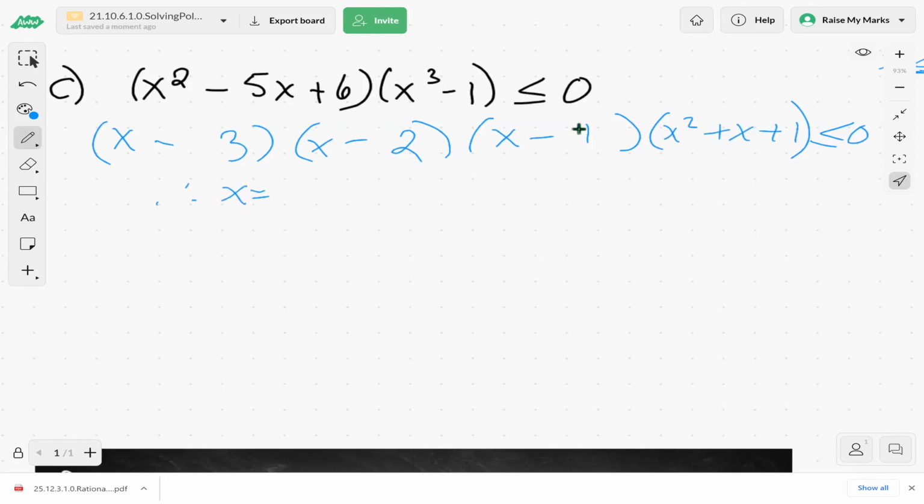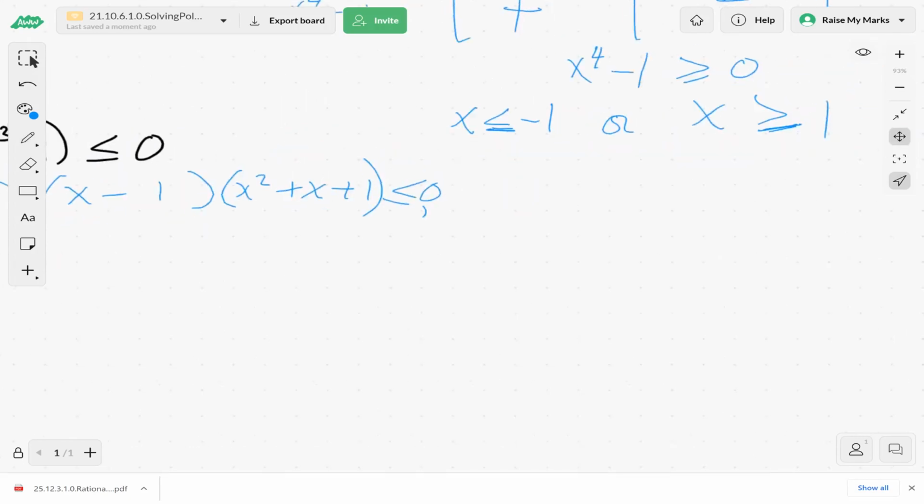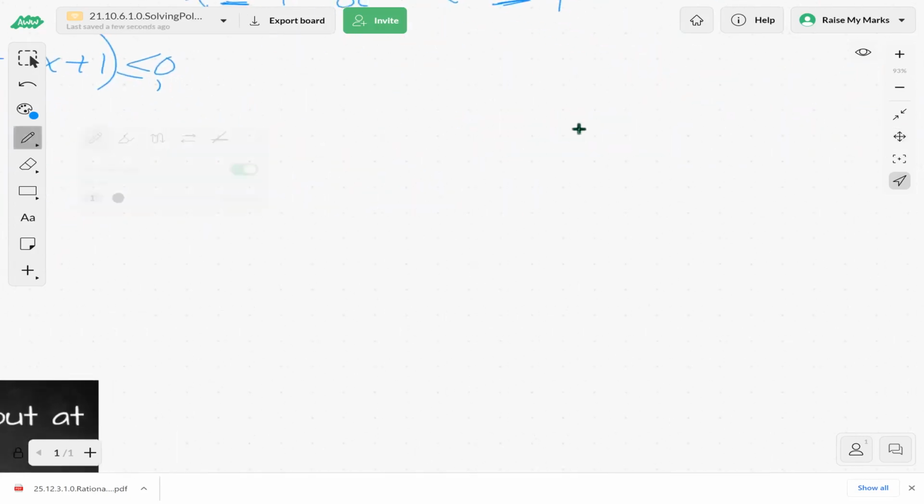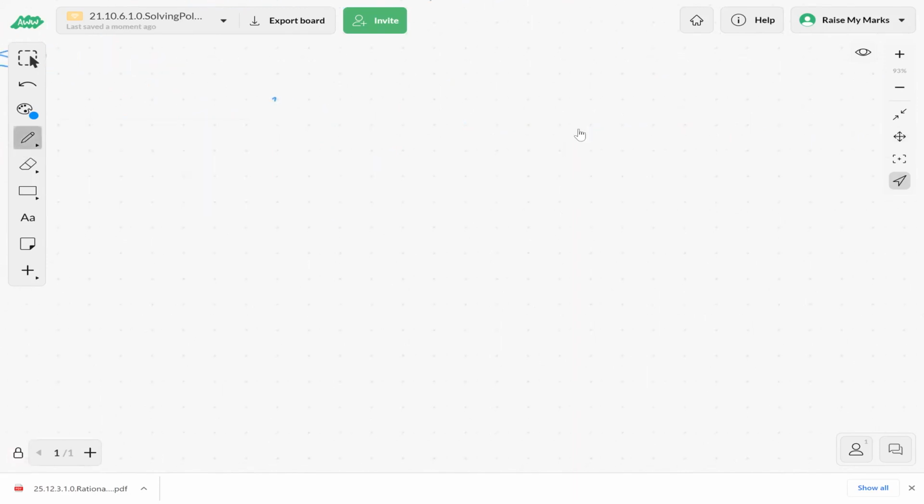So therefore, our zeros, or roots, are x equals 3, 2, and 1. When we plug in the values x equals 3, 2, or 1, the left-hand side is going to equal 0. So that takes care of the equality. Now we need to consider the intervals for the inequality. Okay, let's move over to the right again. And with those values, we can divide up our real line into intervals. So let's do that.